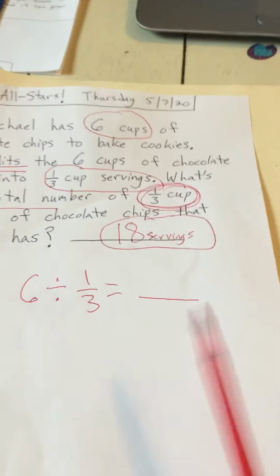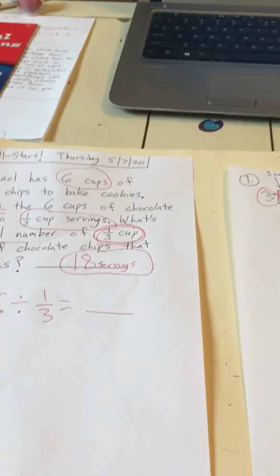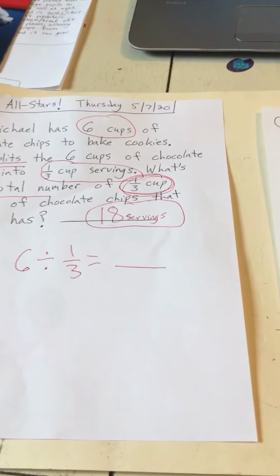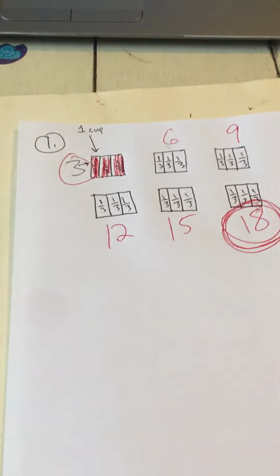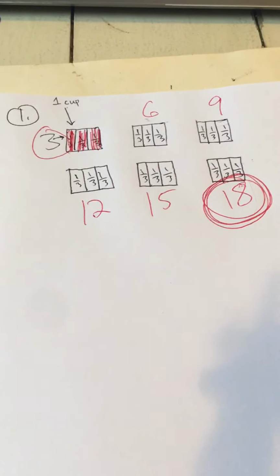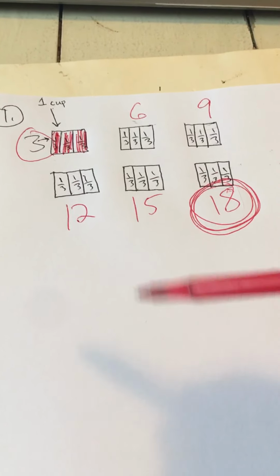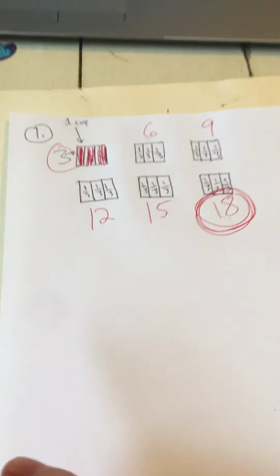There are 18 servings. Okay, I bet a lot of you put 18 thirds. I understand where you got that. There are a total of 18 thirds in 6 cups. But how many servings are there? There are a total of 18.